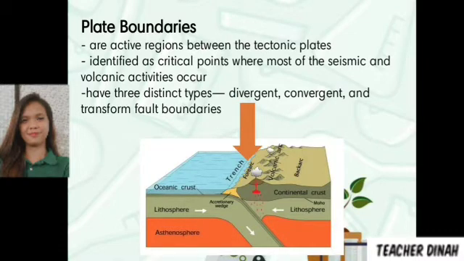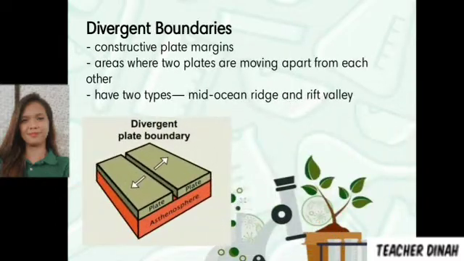Now let's talk about the divergent boundaries. Divergent boundaries are constructive plate margins. These are areas where two plates are moving apart from each other. So the movement results in upwelling of hot materials from the mantle. Hot rocks from the asthenosphere in this part move upward, filling up the spaces as the oceanic crust, or these two crust or plate, ripped apart. So again, when you say divergent boundaries, always remember that two plates are moving apart from each other, which results to constructing of the new seafloor.